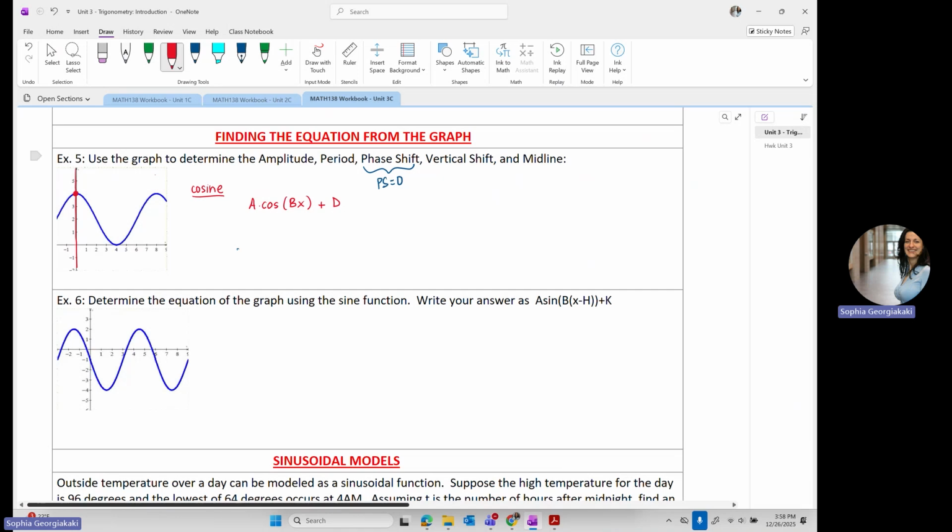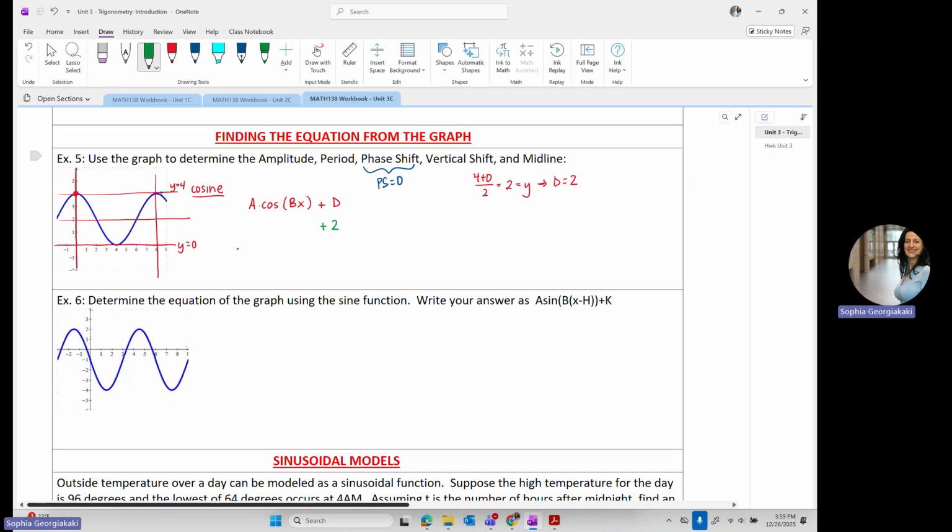So the first thing I want to do is find the midline. The midline will give me d. So the highest is at y equal to 4. The lowest is at y equal to 0. And the midline is the middle of those two. So if I do 4 plus 0 divided by 2, which is 2, that will be my midline, and that will also be my d. So d is equal to 2. So I have here plus 2.